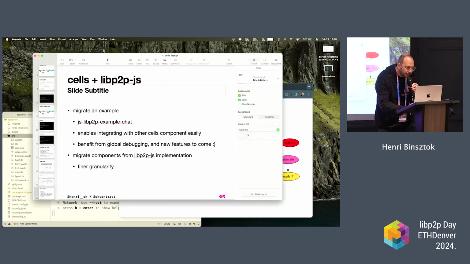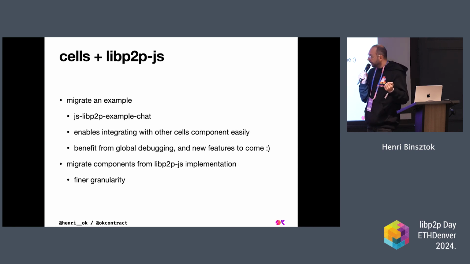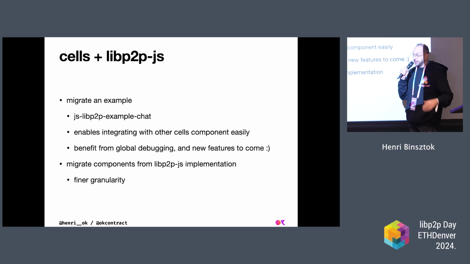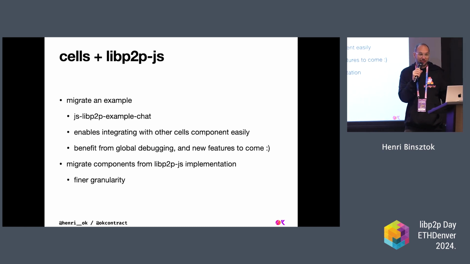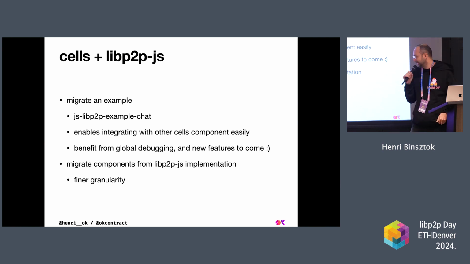Let me come back where we were. Okay, so basically, here we just migrated an example. And this is useful because it can benefit from global debugging if you have an app which is using cells elsewhere, like we do at OK Contract, where we are writing everything we do using cells. And it will benefit as well from new features.